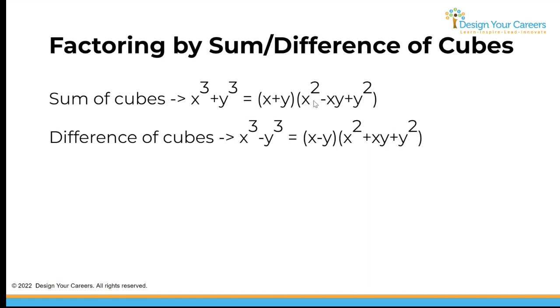Then it's minus. Keep in mind it's minus. I know it's sum of cubes, but here you're going to have a minus, okay? Just multiply your x from here and your y from here. So x times y, so minus xy, plus, then you're going to take this y and square it, so y squared. So the formula for that is x plus y in parentheses times x squared minus xy plus y squared.